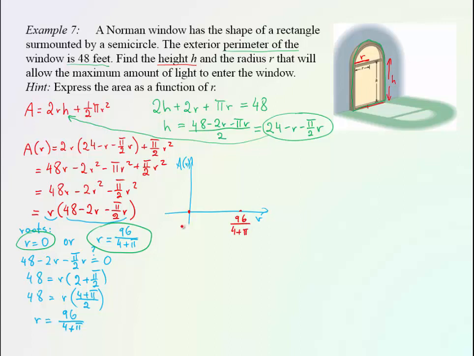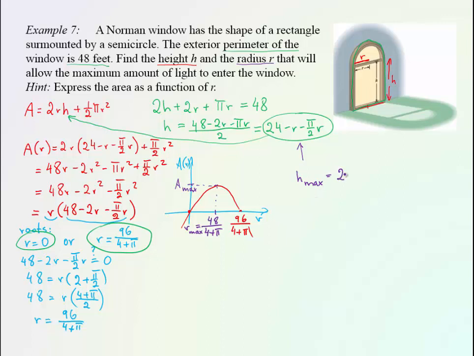And the parabola A of r goes somehow like this. So we can claim that the midpoint, which is exactly 48 over 4 plus pi, produces the maximum area for the window. That will be the maximum area, A maximum. And this is R maximum. Since the question asks us to find not only the radius but also the height, we need to use this formula to find out the corresponding h that produces the maximum area.